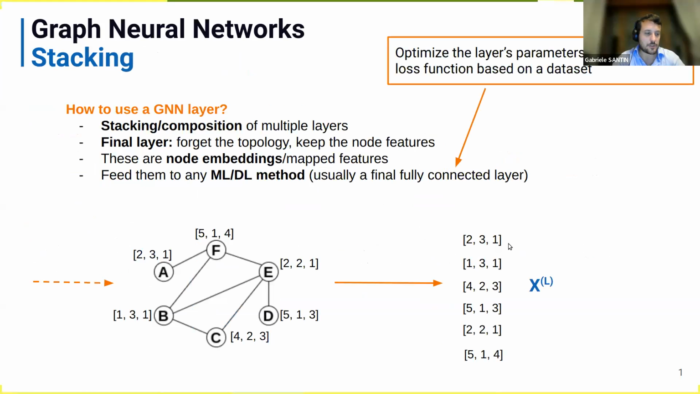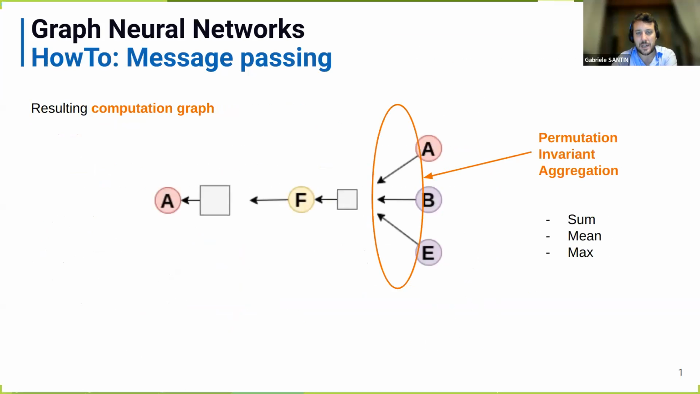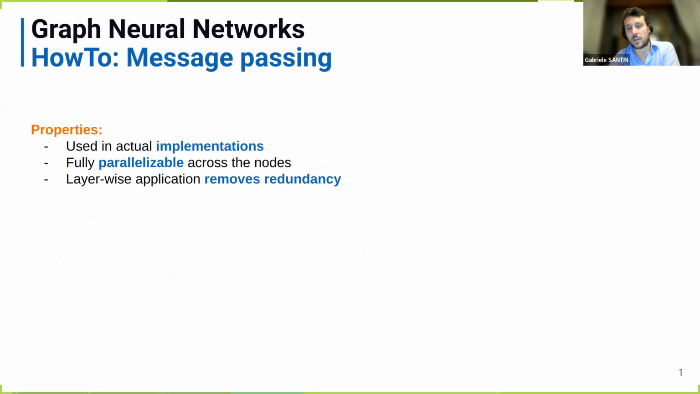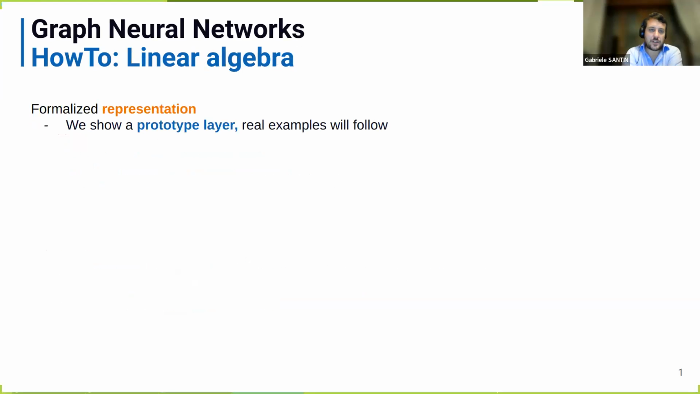Okay, so actually this simple layer that we are going to discuss today usually has some kind of problem if you stack too many of them. And there are more recent techniques that try to address that issue, but just keep in mind that if you stack too many layers, you will end up with a representation that is too uniform to be able to distinguish different nodes. Okay. Now let's try to see the same thing, but from the point of view of linear algebra.